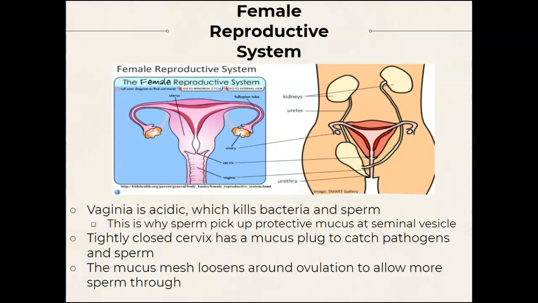It's an opening to your body, right? Just like the nostrils are an opening to your body, you want to be protected. This is defense. You don't want to allow pathogens in and have it be easy. So being acidic and having a mucus plug are lines of defense to prevent that. And then this mucus plug loosens up around ovulation, which helps allow sperm through, which helps fertilization occur.